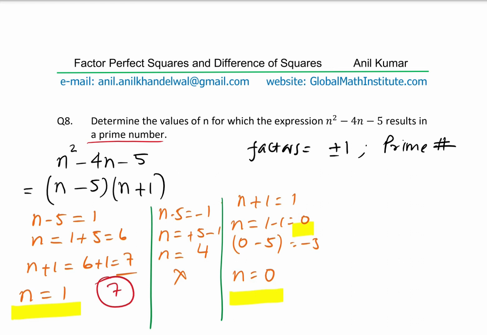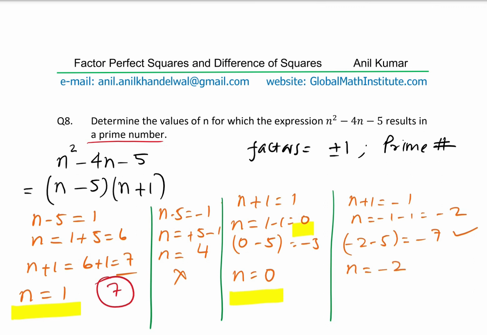n equals 0. Now let's look for another solution, which is in this case n plus 1 equals minus 1. Then n equals minus 1 minus 1, which is minus 2. If I substitute minus 2 in the first factor, we get minus 2 minus 5, which is minus 7. That works. And therefore, n equals minus 2 also works for us. Correct? And so we have three answers in this particular case. So our answers here are n equals 6, n equals 0, and n equals minus 2. These three numbers will result in prime numbers.